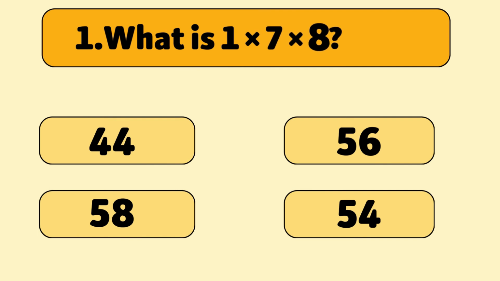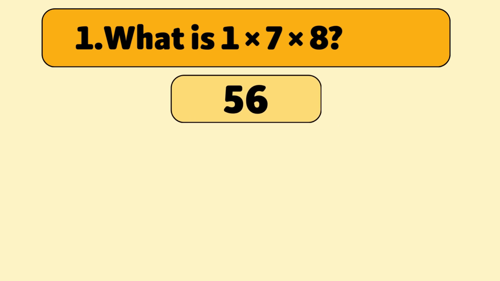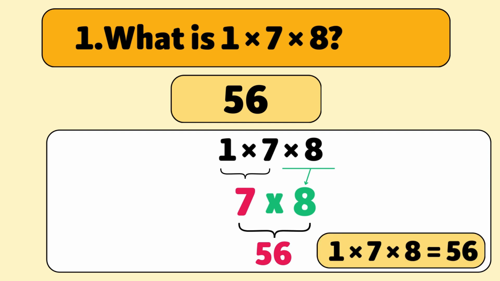What is 1 times 7 times 8? 56. Simply multiply the first two numbers. 1 times 7 equals 7. Then multiply the result by the next number. 7 times 8 equals 56. Therefore, the answer to 1 times 7 times 8 is 56.